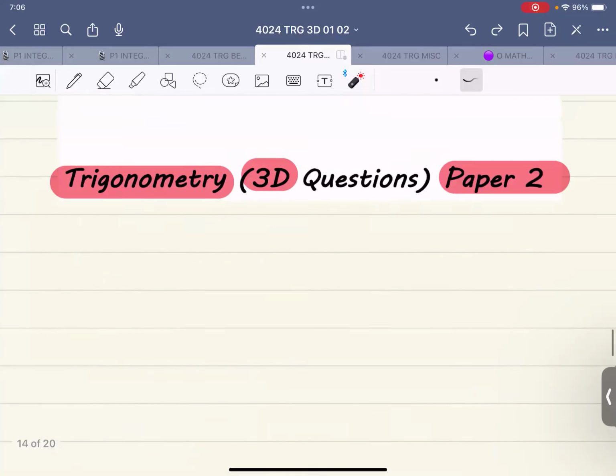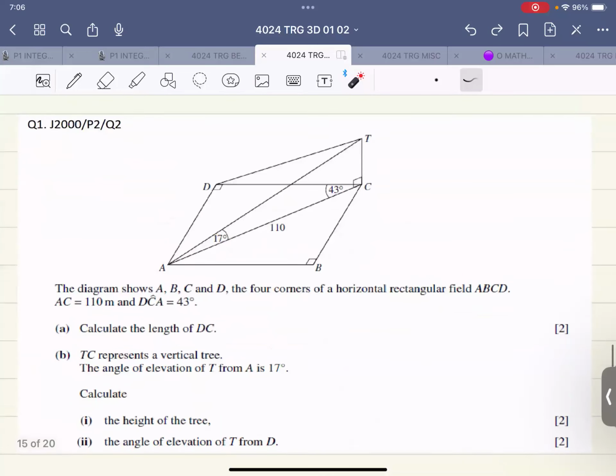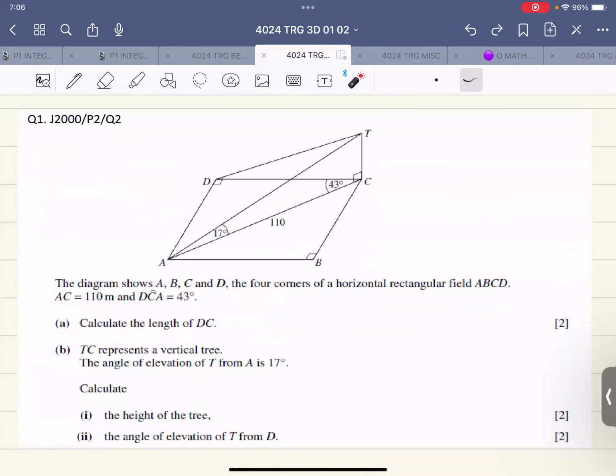Now let's look at some questions. Let's look at the first one. The question says, the diagram shows A, B, C, and D, the four corners of a horizontal rectangular field ABCD. So this is A, this is B, this is C, this is D. Calculate the length of DC. Now DC is this one, and AC is given as 110.